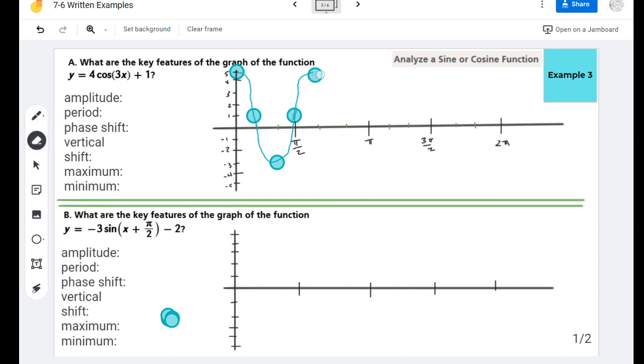So now let's identify the key features they want. Our amplitude is the distance from these middle points to the top. All right. So our middle points are at 1 and our top is 5. So that's a distance of 4. You get that from taking the absolute value of this number, right? It's always positive, whatever that number is.